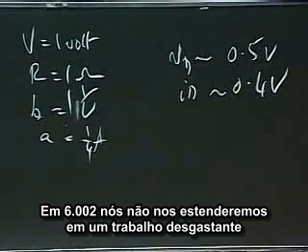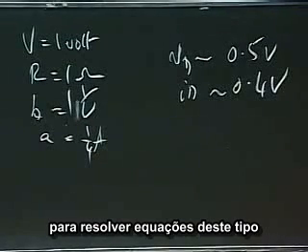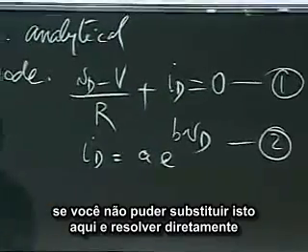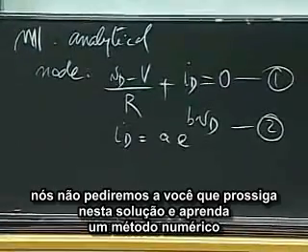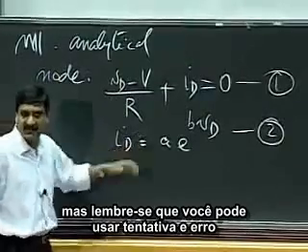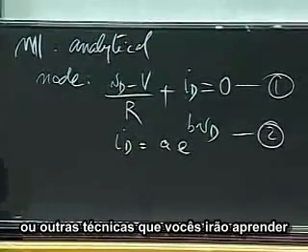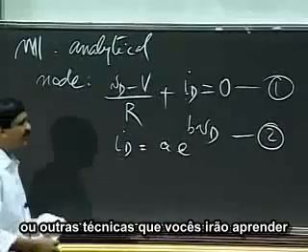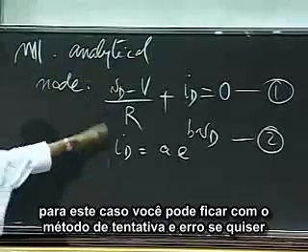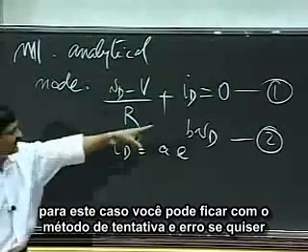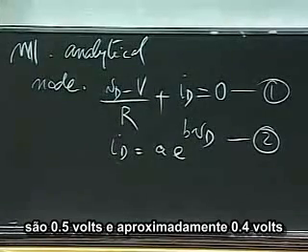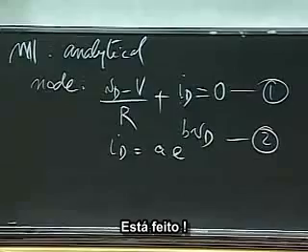In 6002, we don't dwell on working too hard to solve equations of this sort. If you cannot substitute this in here and solve it directly, we don't ask you to learn numerical method techniques to solve it. But just remember that you can use trial and error, or you can use back substitution and other techniques that you'll learn in future numerical methods classes and apply them here. For these values, VD and ID are 0.5 and approximately 0.4. We're done. It's really that simple.